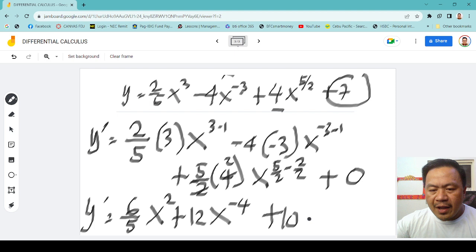Okay, one thing that I will just remind you, if you have x to the power of negative 2, could be written as 1 over x squared.